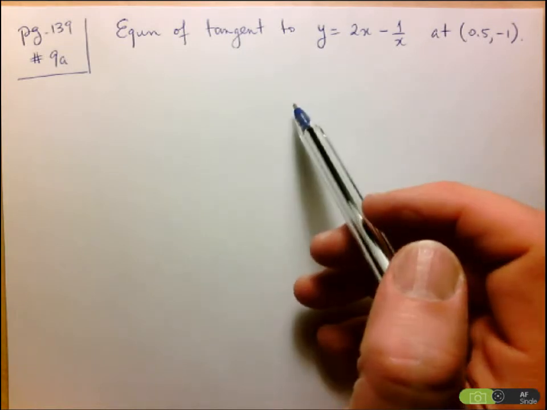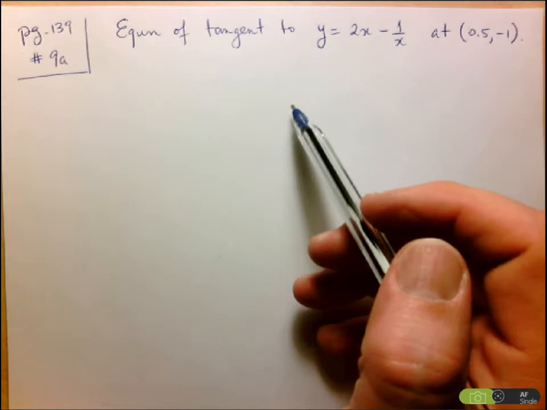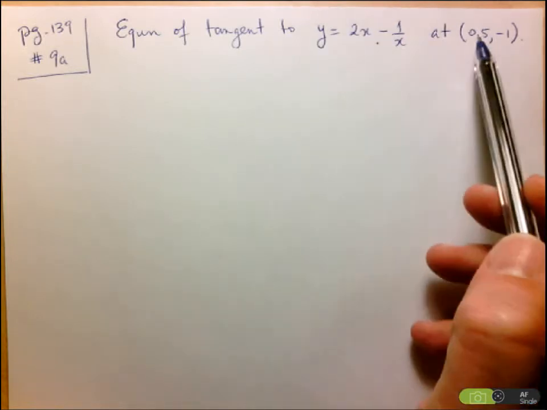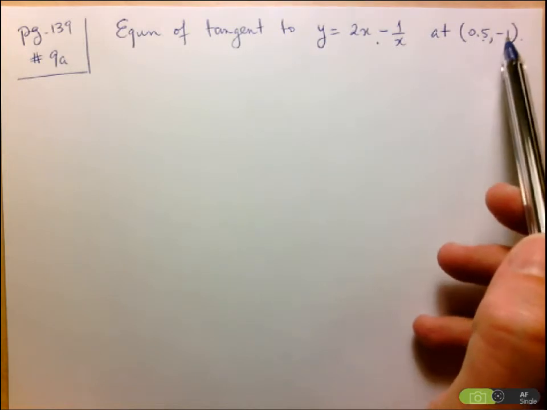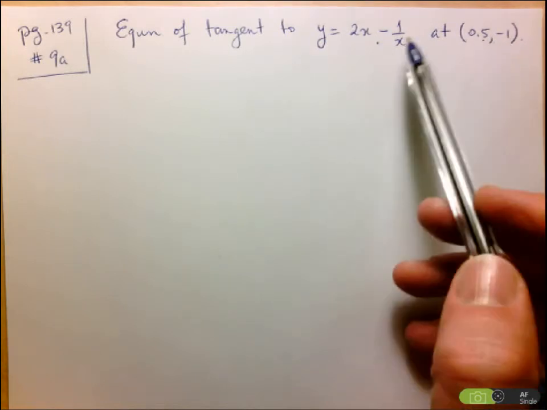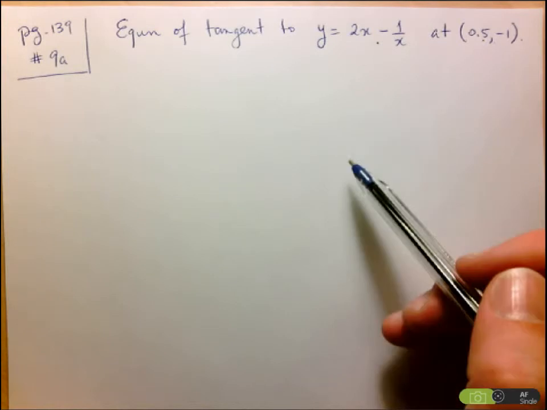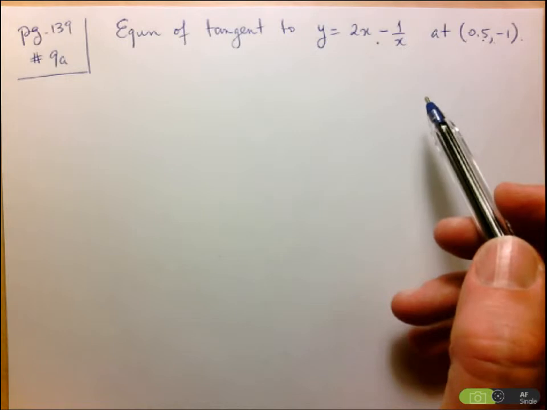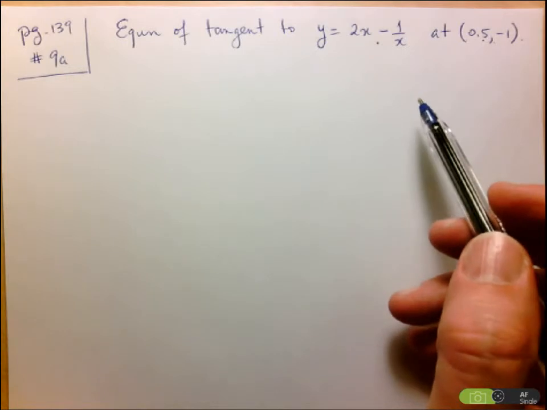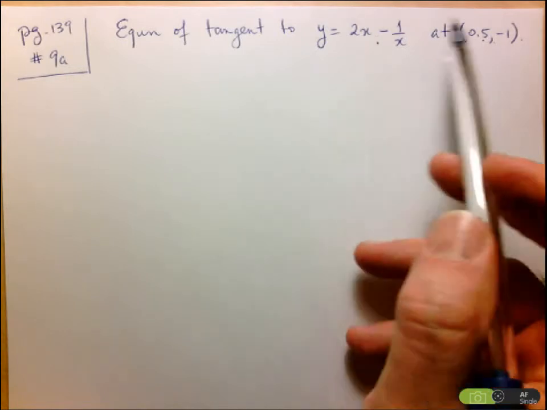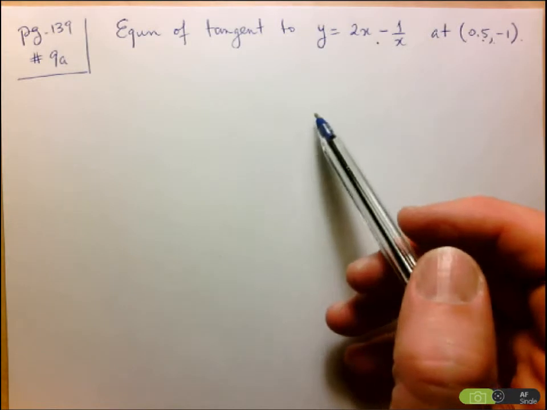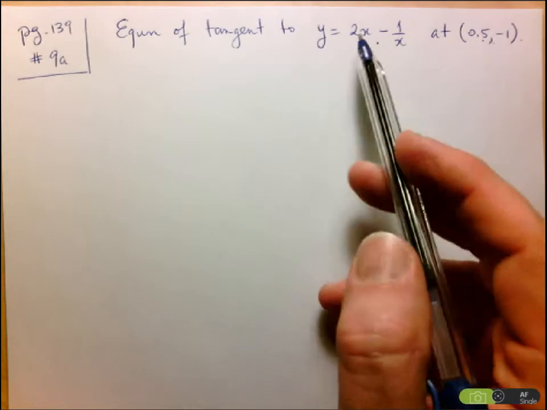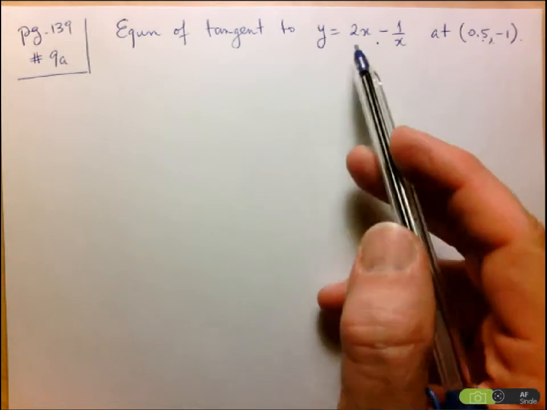So what we need is a point on the line, which we have, because if it's tangent to this curve at 0.5, negative 1, we know that the tangent shares that point with the curve. So we have a point on the line. Next thing we need is the slope of that tangent. But we know the slope of the tangent is just given by the derivative of this function at that point, in other words, the rate of change. So our first order of business is to try to find the rate of change of this function at x equals 0.5.